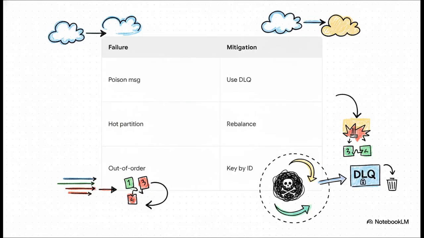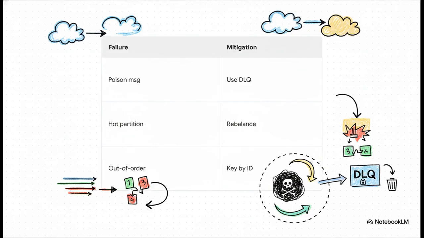loss. On the flip side, idempotency must be enforced at the consumer level using unique event IDs. In distributed systems, network partitions and duplicate deliveries aren't just possibilities, they are inevitabilities. Anticipating these failure modes is really what separates senior engineers from the rest.